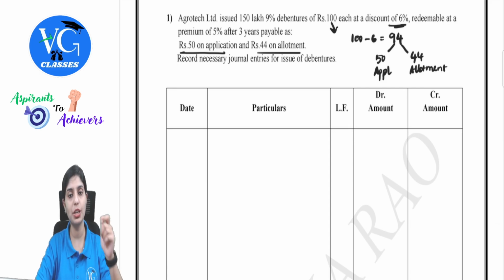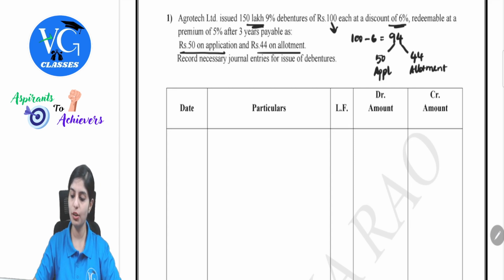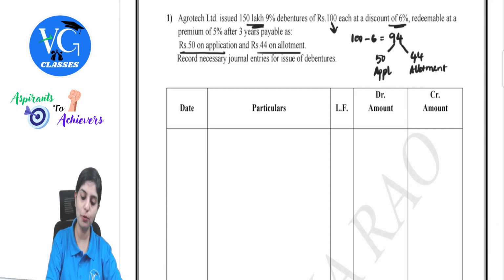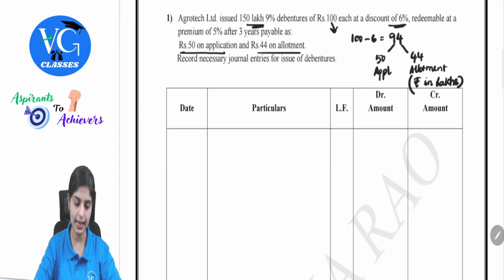This percentage, whatever is available, be very careful. You'll always apply on the par value or face value. Record necessary journal entries for issue of debentures. See here, there is 150 lakh debentures. So if I just multiply 150 lakh into the respective values, it will be a huge amount. So therefore, always make sure when the question gives you such big amounts, you also make the notation here rupees in lakhs.